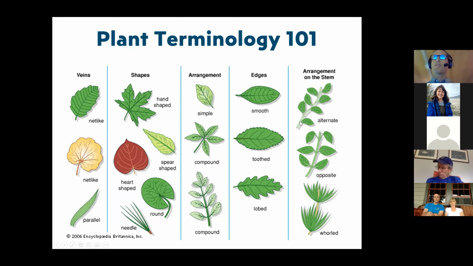So alternate, so the leaves go in an alternating pattern on either side of the stem. Opposite, you'll have generally two leaves directly opposite of each other. And then whorled, we have many species of aquatic invasive plants that have this whorled pattern where at one location or node there will be 3 to 6 leaves coming off of it. So that's a little plant terminology 101.